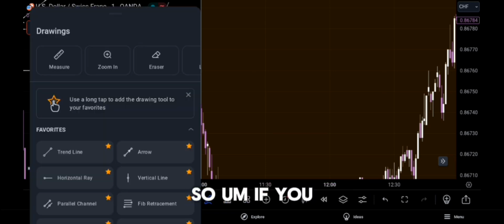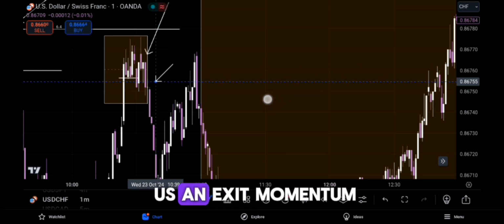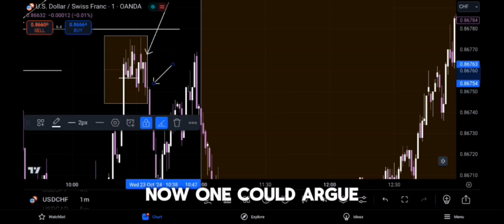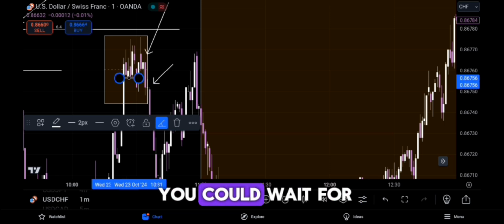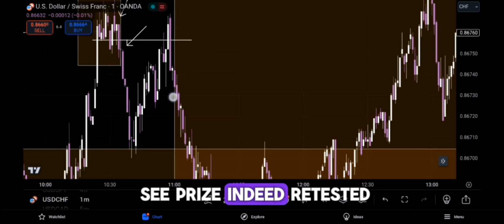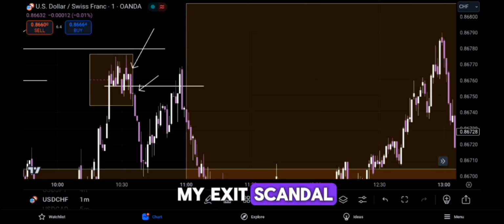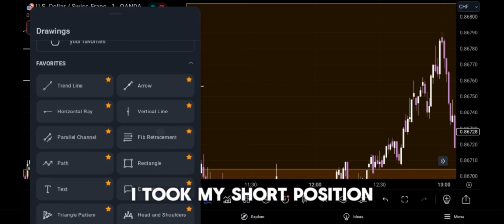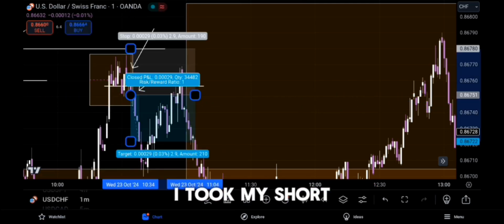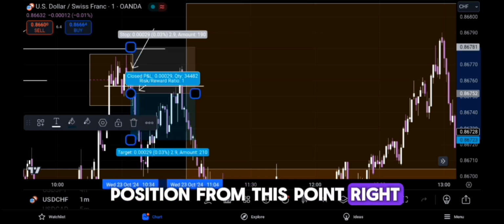If you look here, you will notice price gave us an exit momentum, an exit candle right here. Now, one could argue you could wait for a break and retest. And as you can see, price indeed retested. But I did not wait for the break and retest. The moment I got my exit candle, I took my short position. And that was what I showed you earlier on in the video. I took my short position from this point, right?